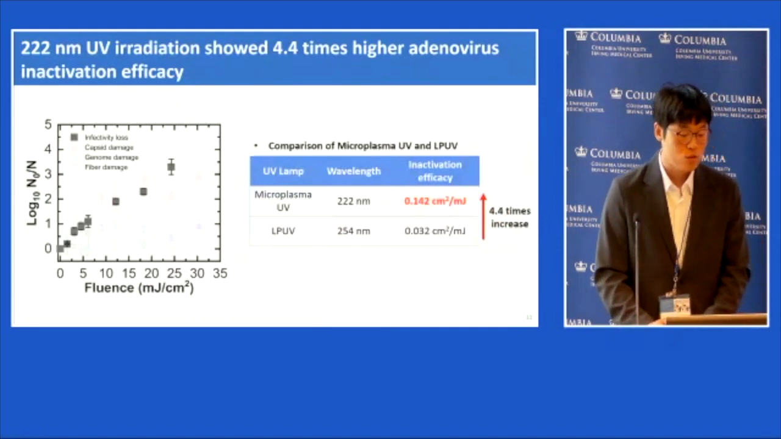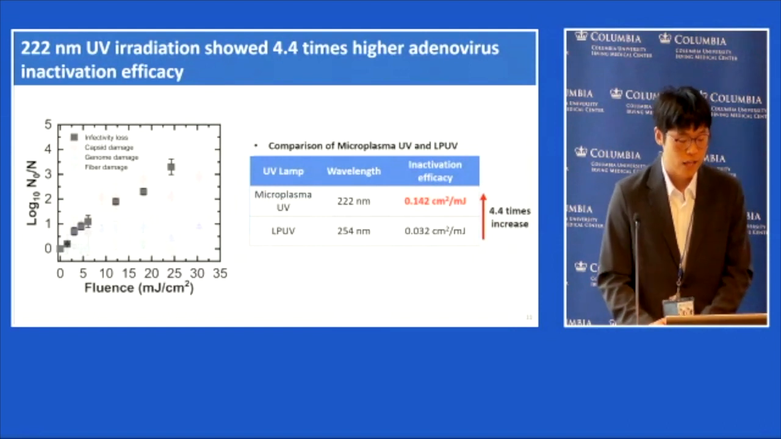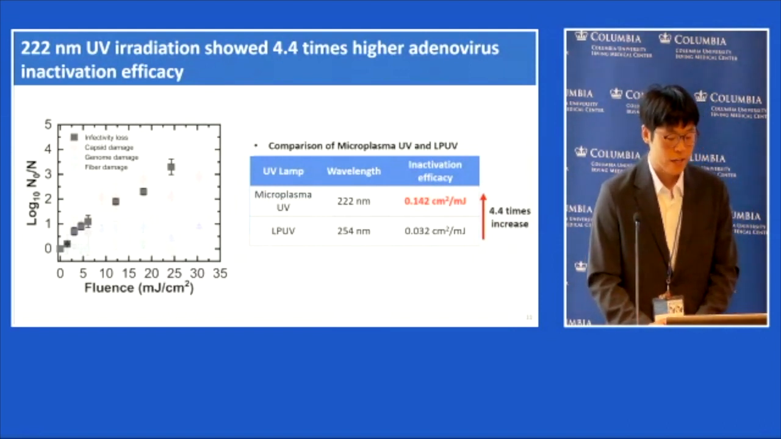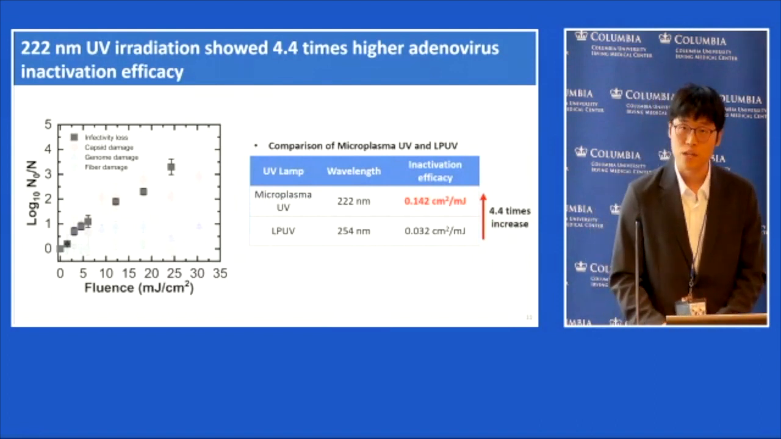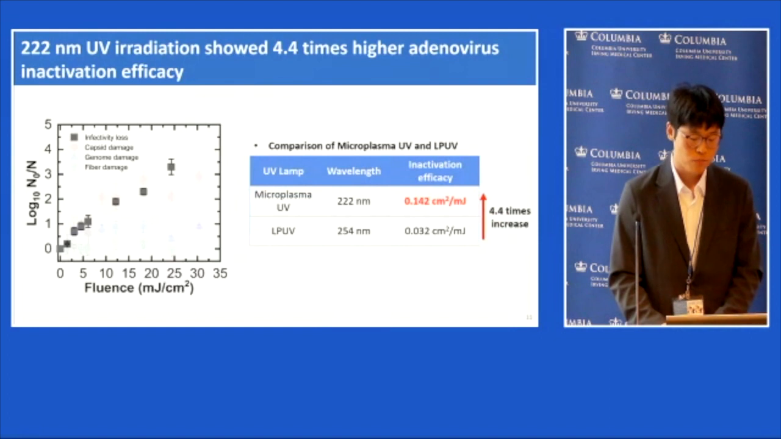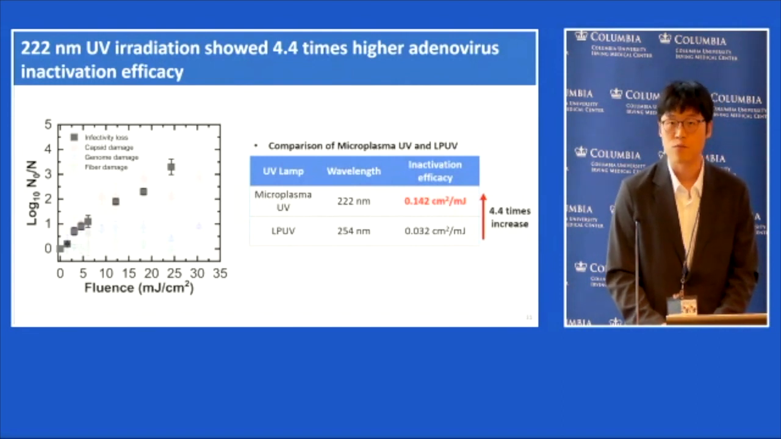So we applied 222 nanometer wavelength irradiation to adenovirus inactivation. And this graph shows the result. The X-axis shows the amount of UV applied to viruses, and the Y-axis shows the log reduction of virus infectivity or integrity of each virus structure. I'd like to first draw your attention to the infectivity loss, which is denoted by black squares. And we can calculate the inactivation rate constant, which is the slope of this graph. This value was 4.4 times higher than that from the LPUV, generating 254 nanometer.